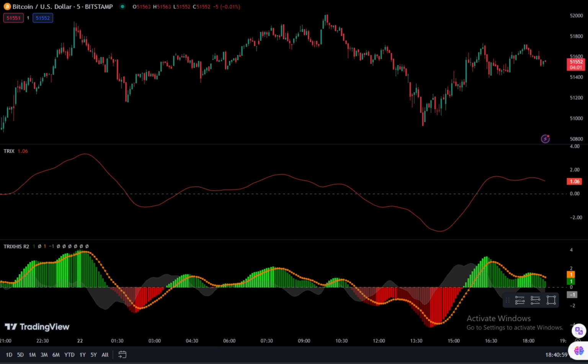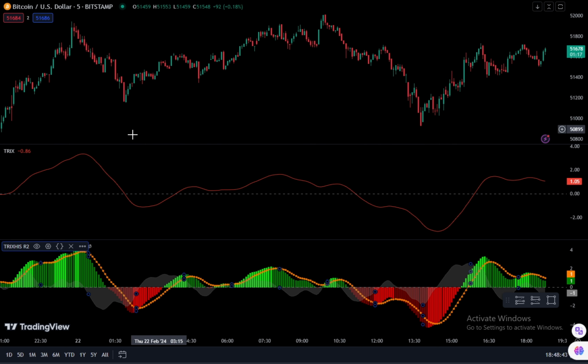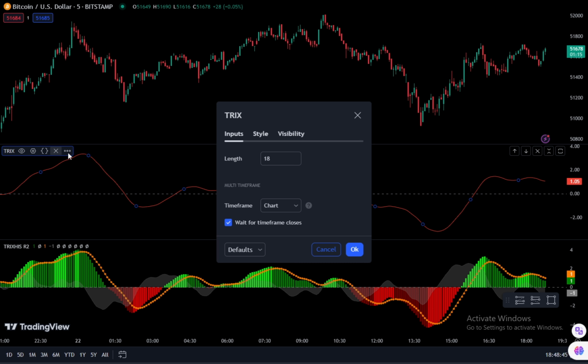Unlike some other oscillators, Trix's triple smoothing helps reduce false signals, but it's still important to confirm these signals with other indicators before making trading decisions. In this updated version of Trix, the default length is set at 12 compared to 18 in the older version, leading to slight differences in their appearance.